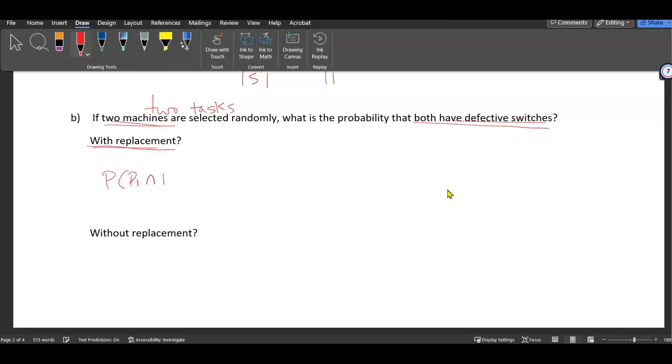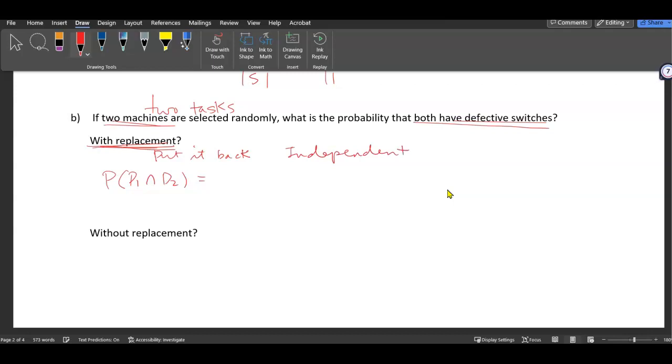Defective 1 and defective 2, right? So if you put it back, you still have 11 machines. You still have 3 defective if you put it back. So when you put it back, the replacement means you put it back, you still have the same number of choices to choose from. And so that is called the independent event, right? That's called the independent event.